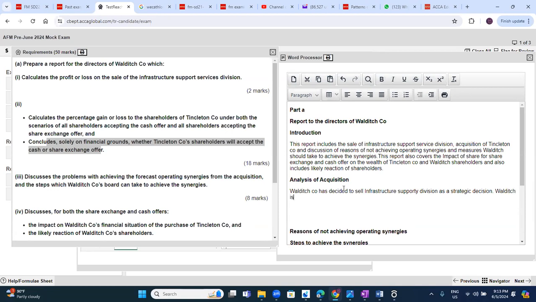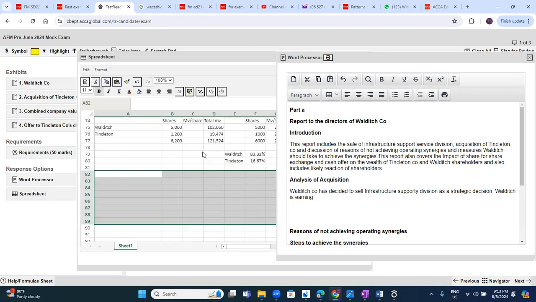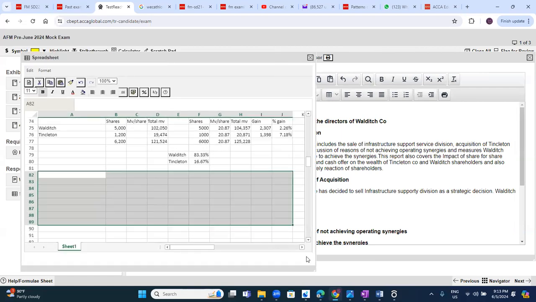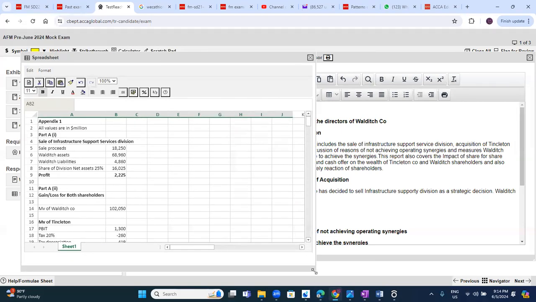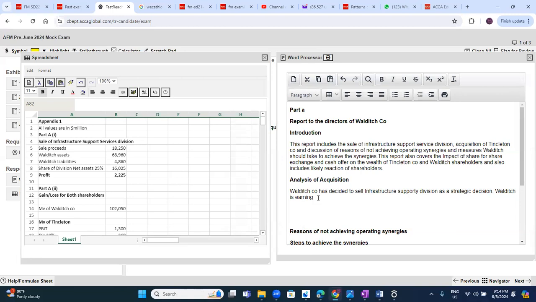Yes, earning how much? What was the profit which we are earning on this? Now you can open the numeric. It will help you. It is earning 225 million, Appendix 1. Okay. That is your comment.